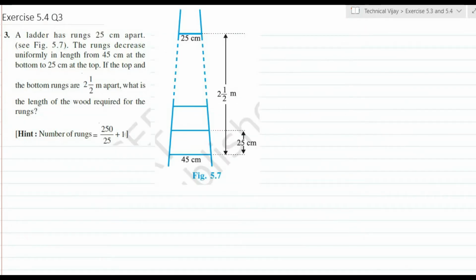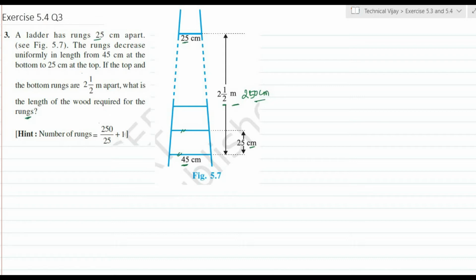A ladder has rungs 25 centimeter apart. So here this is one rung and this is second rung. Like this, some rungs are there in a ladder. These rungs decrease uniformly in length from 45 centimeter originally to 25 centimeter finally. If the top and bottom rungs are 2.5 meter apart, this is in centimeter, this is in meters. So this is 250 centimeter. Total length will be 250 centimeter. What is the length of the wood required for the rungs?